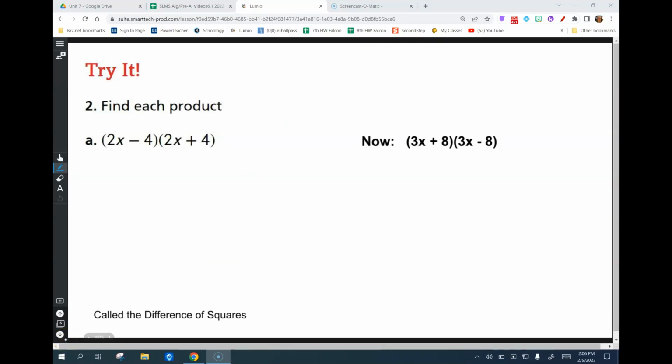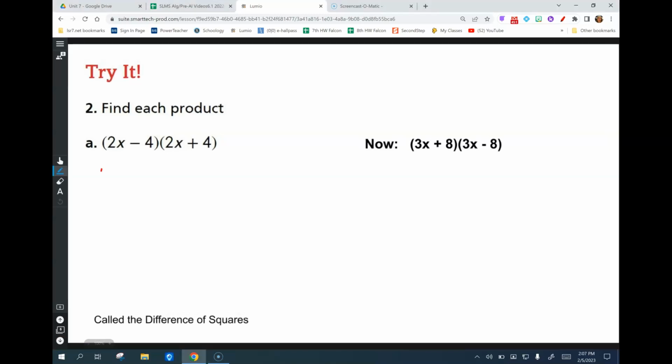Now we're going to go to the other special product. There's exactly 2. So look at 2a. It's in your book. I want you to multiply that using what you learned in lesson 2. So when you multiply this, you're going to get 4x squared plus 8x minus 16. When I combine like terms, I get 4x squared minus 16.